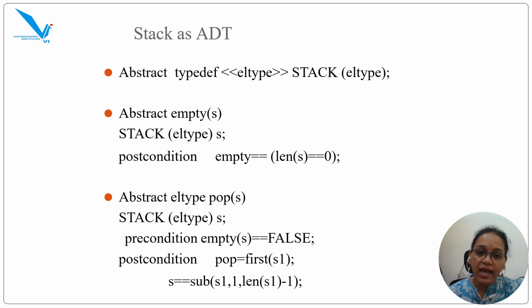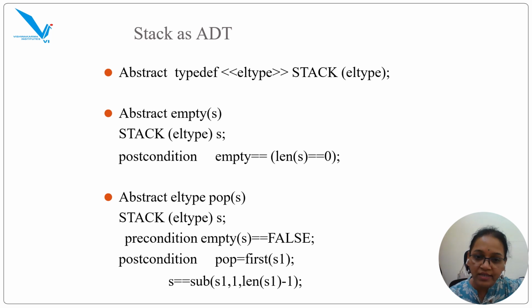Now let us talk about stack as an abstract data type, that is ADT. So abstract typedef, element type, stack with element type. Then abstract empty, stack element type S, and the postcondition for it is empty equals length of S equals 0. That means if the length of stack is equal to 0, we can say that stack is empty, that there are no elements. Then abstract element type pop of S, the pop operation.